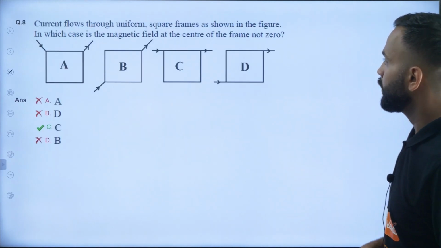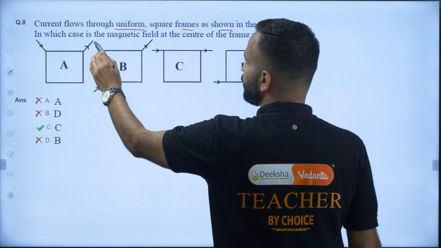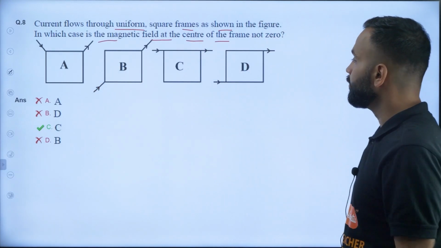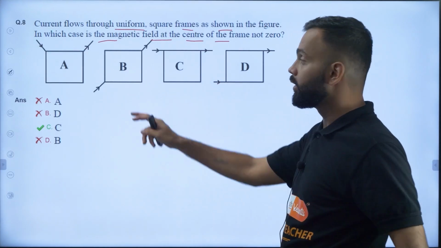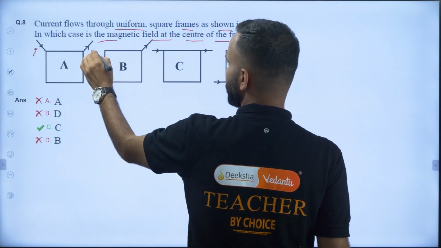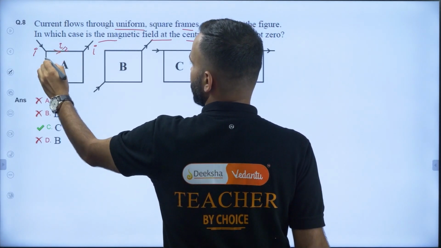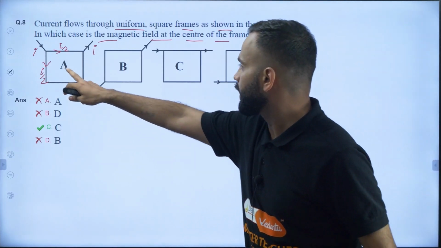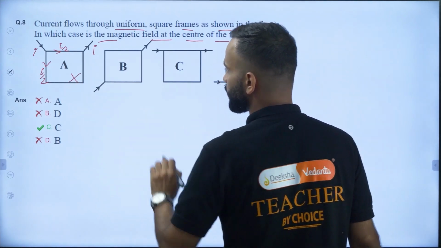Question number 8. The current flows through the uniform square frames as shown in the figure. In which case is the magnetic field at the center of the frame not zero? Let's check each situation. Here the current I is incoming, here the current I is outgoing. At this point the current will divide into I by 2 and I by 2. Now apply the right hand thumb rule. At the center of this square frame, the net magnetic field will be 0. So A cannot be possible.